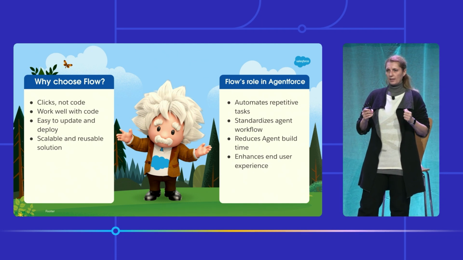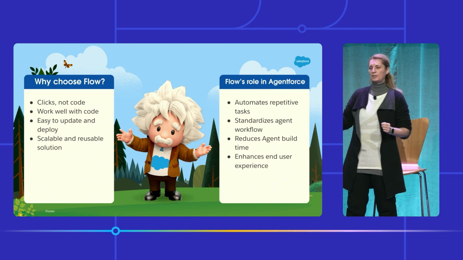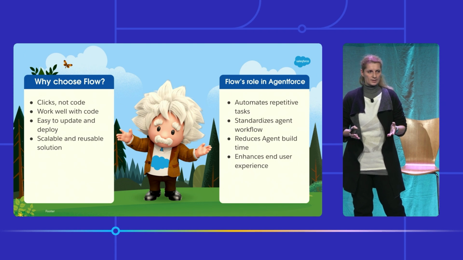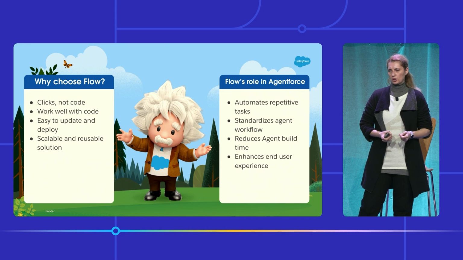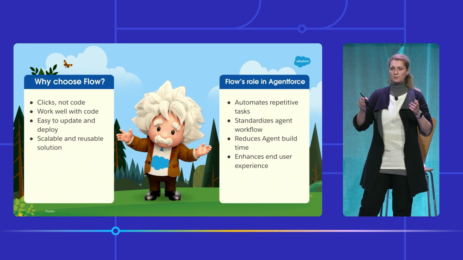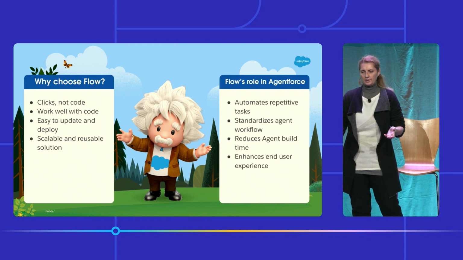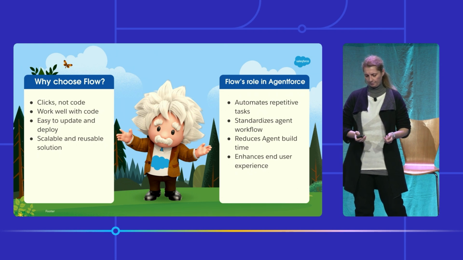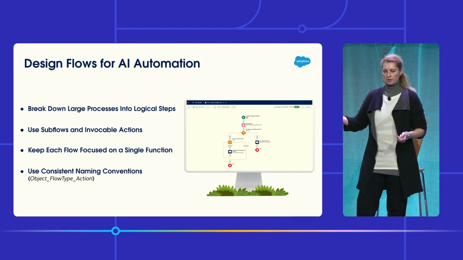And then last but not least, you have the option to enhance your end user experience. And when I talk about the end user experience, I'm not talking only about your customers who are going to use the agents. I'm talking about your admins, your developers, your marketing automation specialists. By giving them the option to use flows and subflows and invocable actions, you're giving them the option to unleash their creativity and then create these intelligent workflows in faster and more productive ways. So let's look at how we can design flows for AI automation.